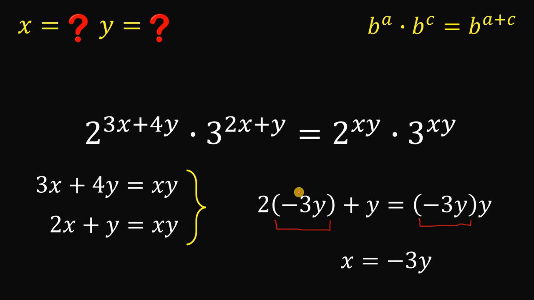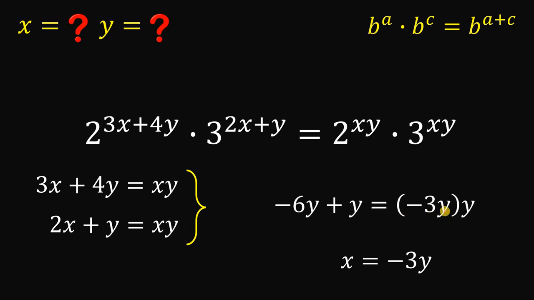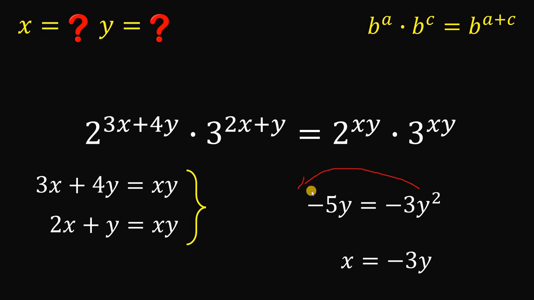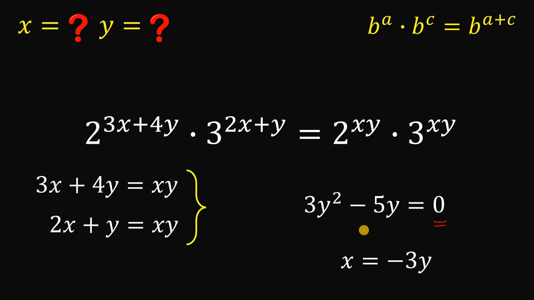Now let's simplify. 2 times negative 3y is just negative 6y. And negative 3y times y is just negative 3y squared. And negative 6y plus y is just negative 5y. And let's add 3y squared on both sides. So this will give us 3y squared minus 5y equal to 0. Now take note that we can factor out y from these two terms. So this can be written as y multiplied by 3y minus 5.